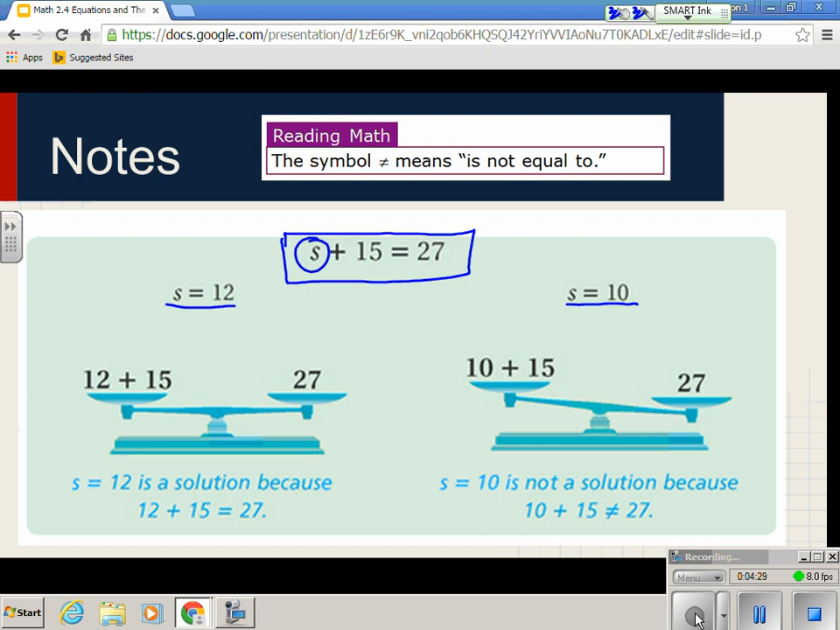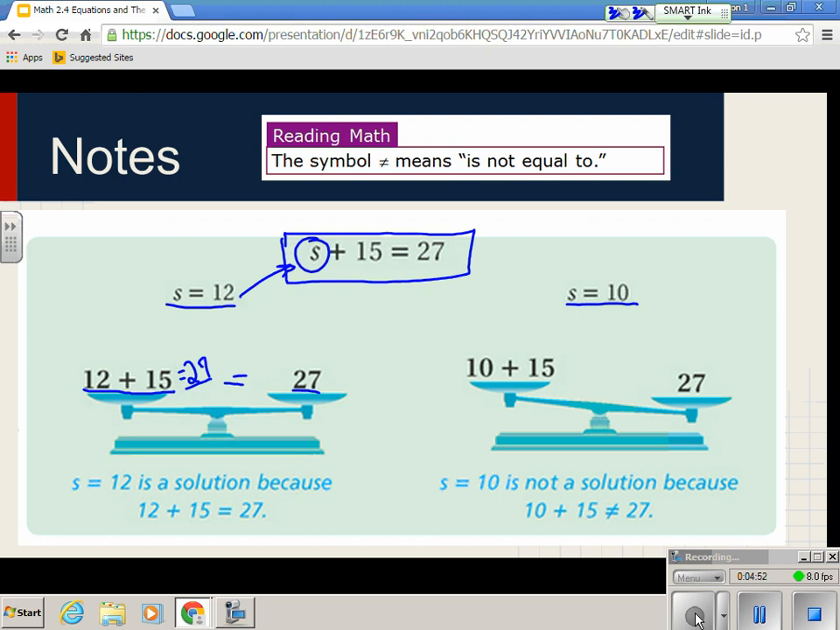So if we do the one on the left here, we put in 12 for s and show the work down here. 12 plus 15, what does that equal? That equals 27. So we can see that the balance scale is equal, it's balanced, because one side is 27, the other side is 27. That makes that equation equal, or a solution.